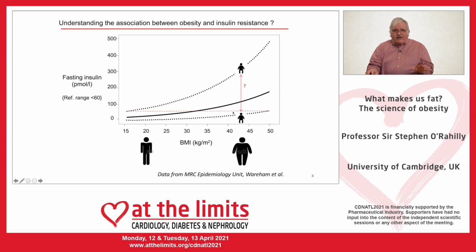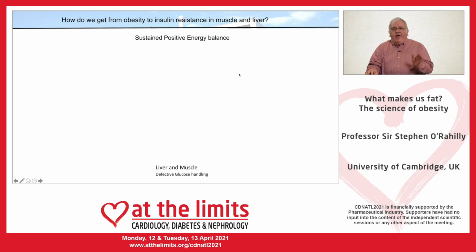One of the critical phenotypes that are linked to all of these metabolic abnormalities is the problem of insulin resistance. As you get fatter, fasting insulin rises to try and control blood glucose, and there's a strong relationship of that to body mass index in the general population, of course with a huge variability between individuals. How do we get from sustained positive energy balance to this defective glucose handling in liver and muscle?